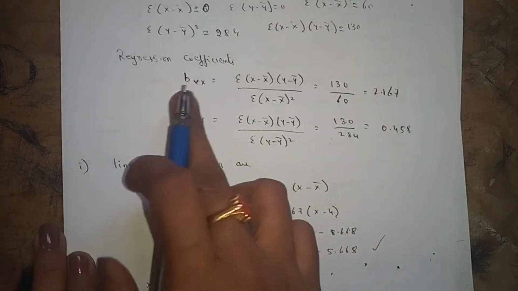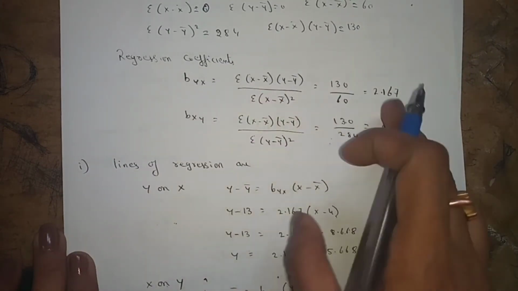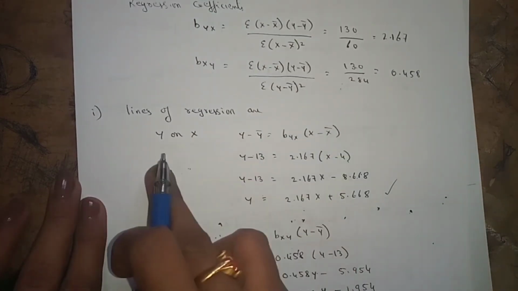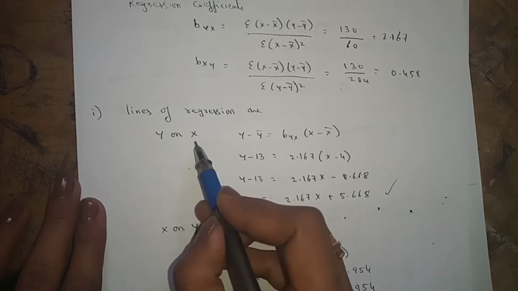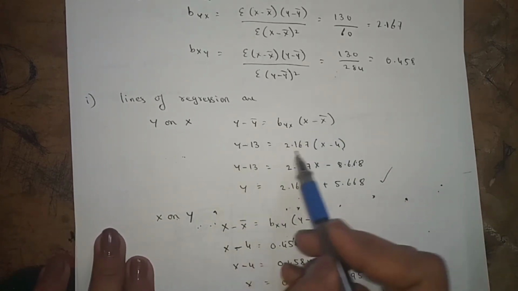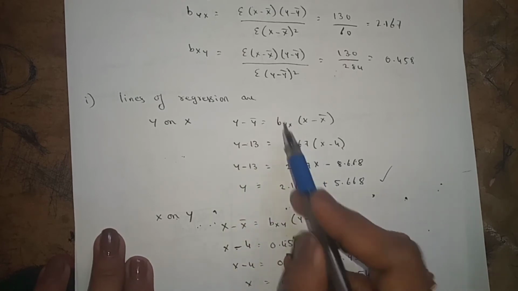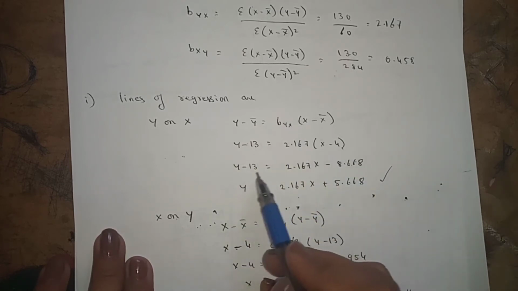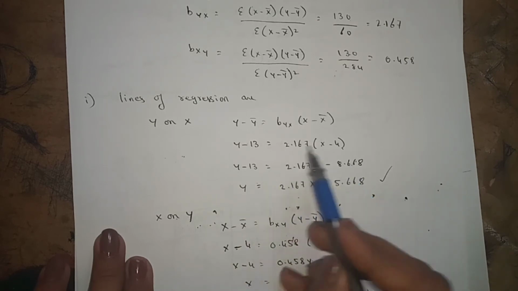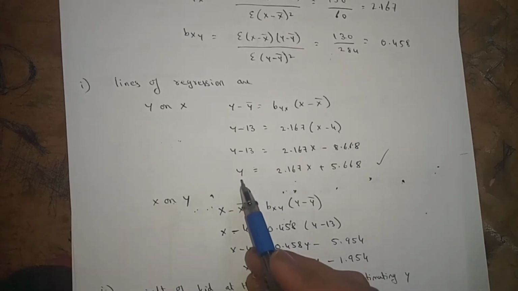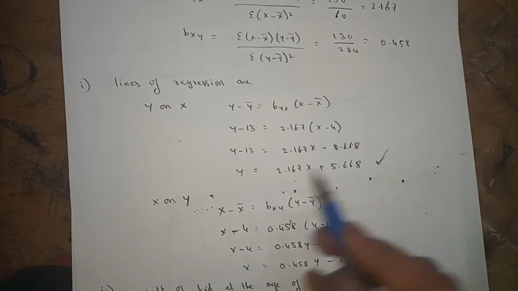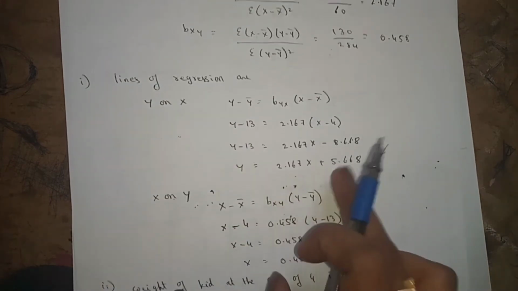Now substitute in the formulas for the regression coefficients byx and bxy, and we will find the lines of regression y on x and x on y. Y minus y bar is equal to byx into x minus x bar, so y minus 13 is equal to 2.167 into x minus 4. Therefore y is equal to 2.167 x plus 13 minus 8.668. This is the line y on x.